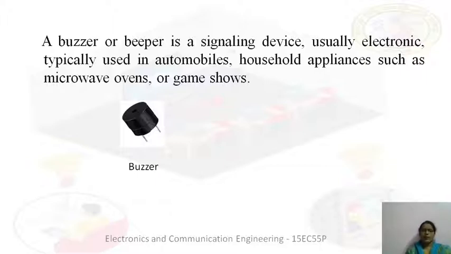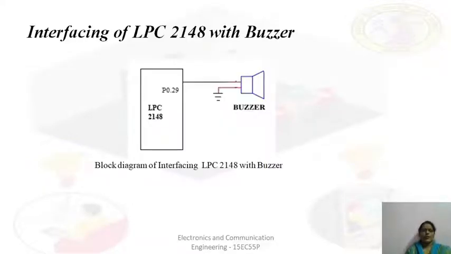So in our program we are interfacing a buzzer. What is a buzzer? A buzzer or a beeper, since it produces a beeping sound, is a signaling device. Usually it is electronic type. Typically it is used in automobiles, household appliances like microwave ovens, or game shows. This is a simple block diagram of interfacing LPC2148 with the buzzer. The buzzer is interfaced to pin P0.29 of the LPC2148.